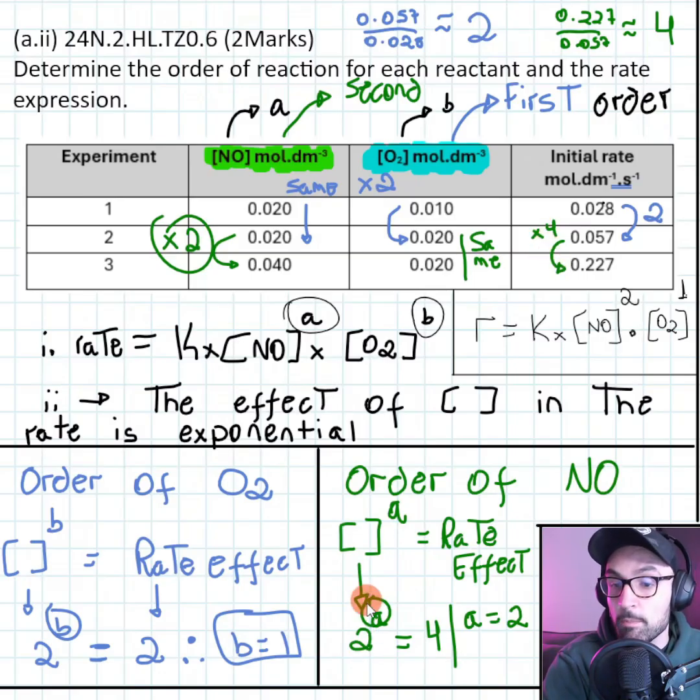So 2 to the power of what exponent is 4? 2 to the power of 2 is 4. So if A is equal to 2, we can safely say that nitrogen monoxide is a second order reactant.